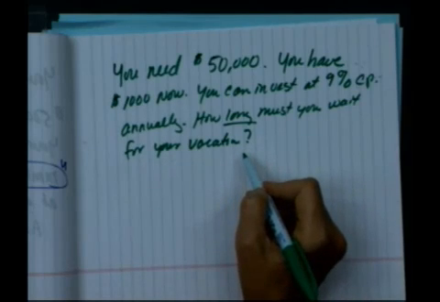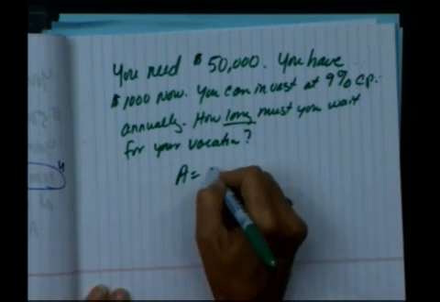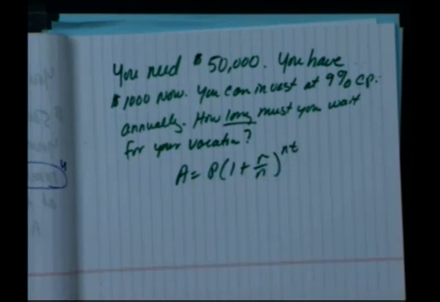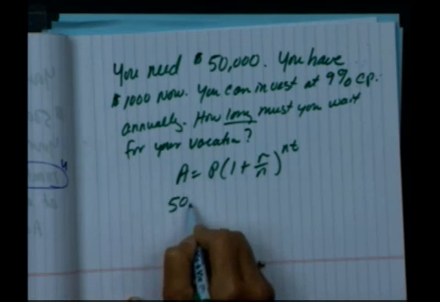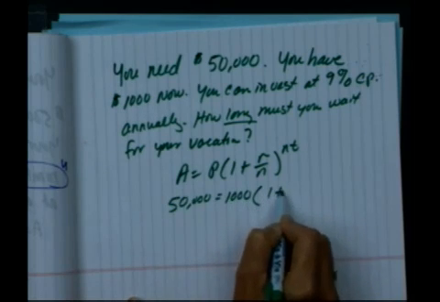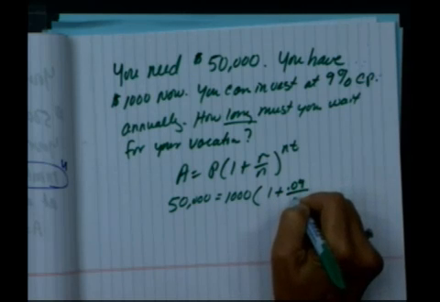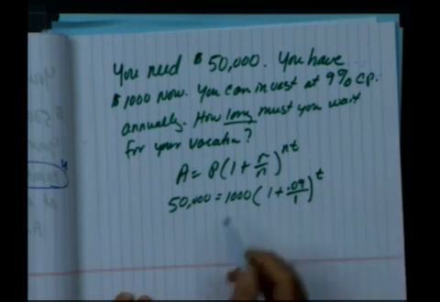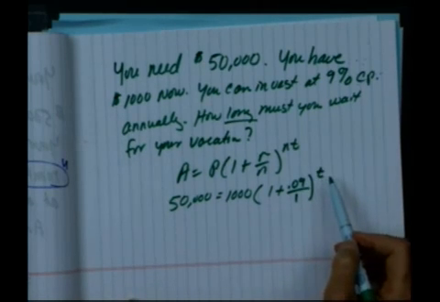Does that sound good? What am I going to be looking for? Time, exactly. All right, A equals P times (1 plus r over n) to the nt. Okay, what's my A? 50,000. P is 1,000. r is 0.09. n is 1, raised to the t. Okay, so our job is to solve for t.